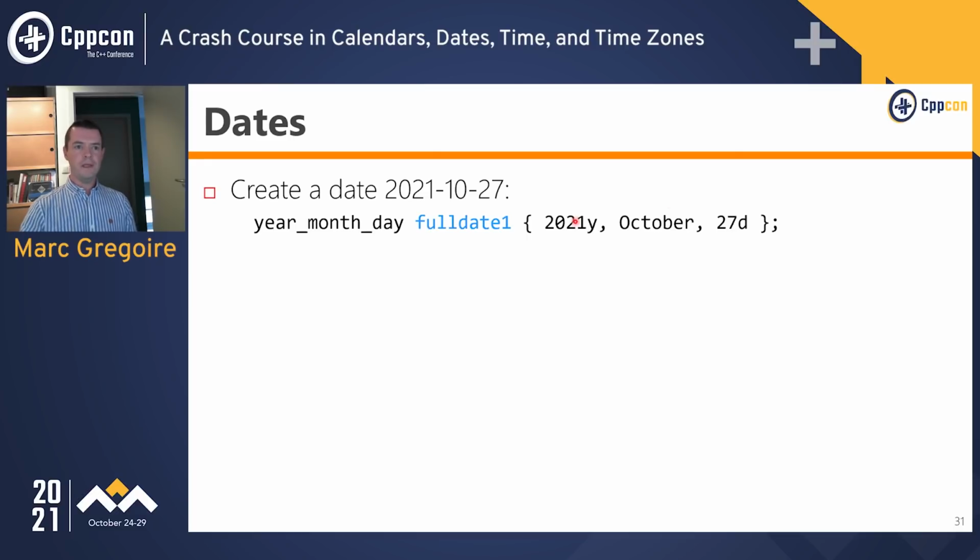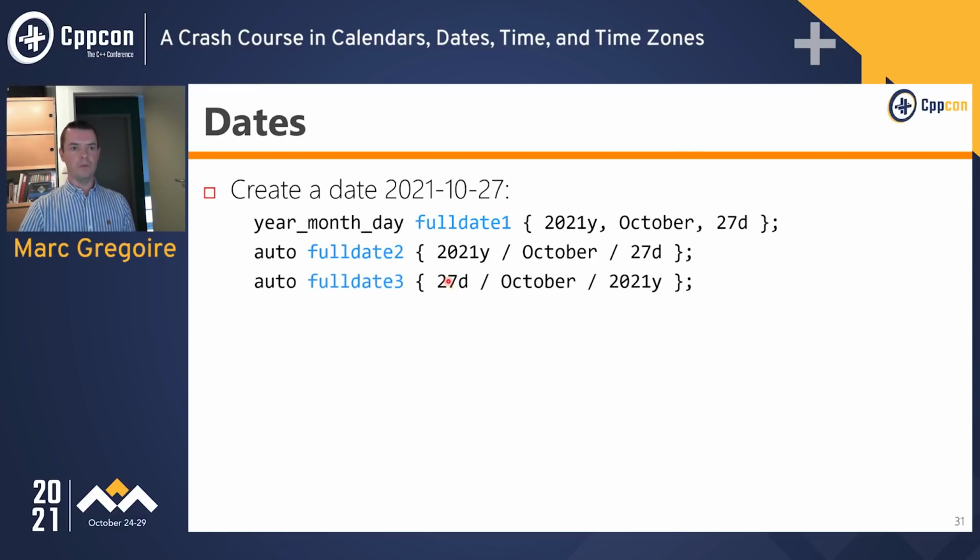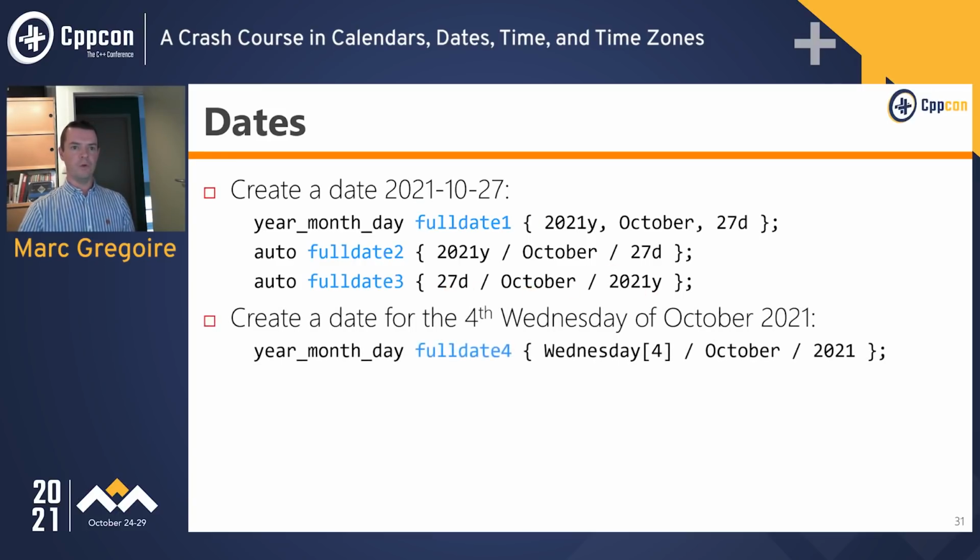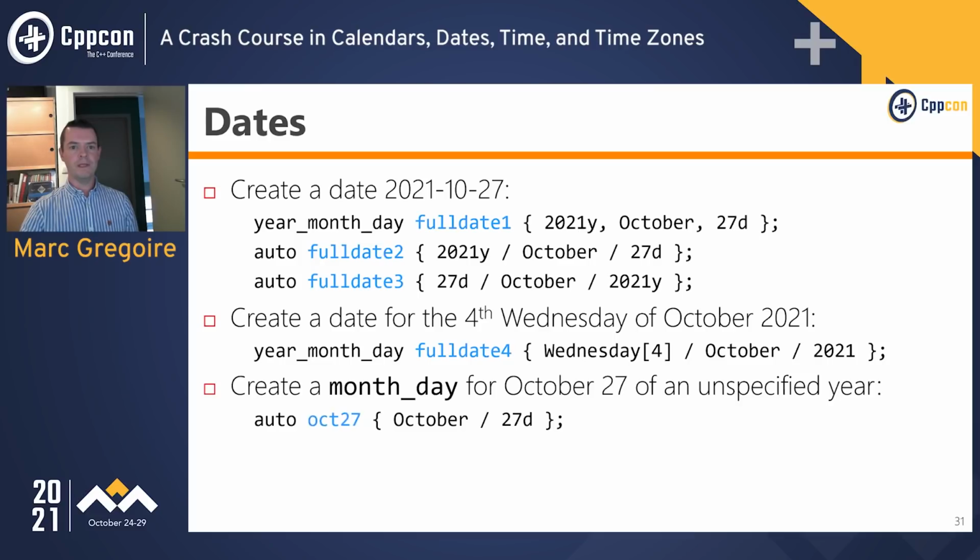You can create a full day or a full date. So here I'm creating a year month day which represents today, 27th of October 2021. You can use auto type deduction to make this shorter. You can also write the date in a different order. So you can first say the day, then the month, and then the year. Here I'm creating a year month weekday for the 4th Wednesday of October, and the syntax is that you specify you want a Wednesday, you want the 4th one of October 2021.